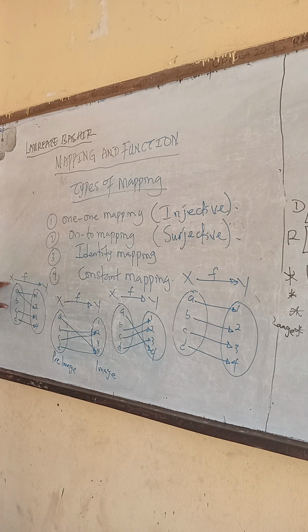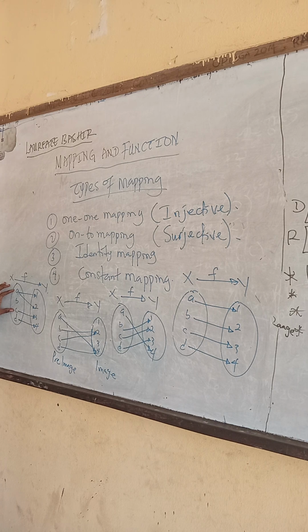You understand? This one is not a mapping. It is not a mapping in the sense that A produces 1 and A still produces 2. A cannot produce two images. The image cannot produce two images.